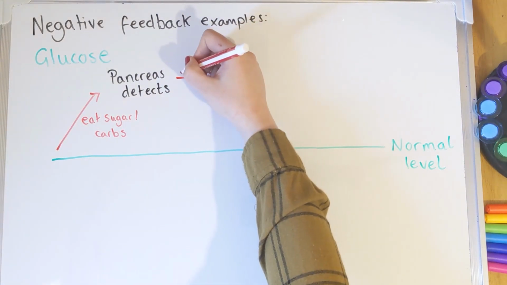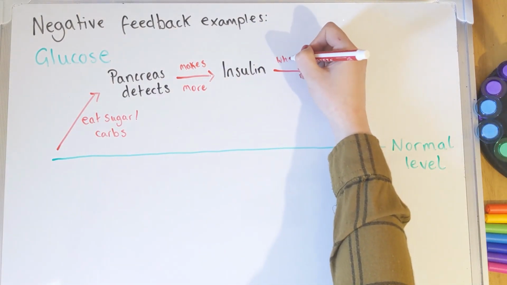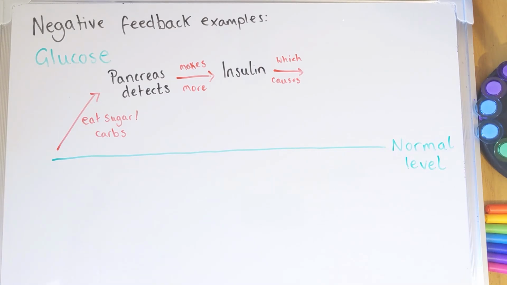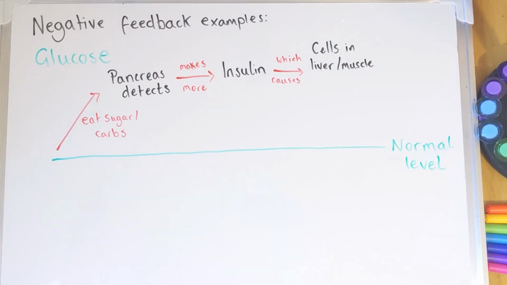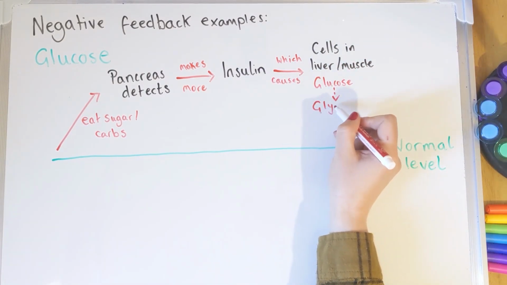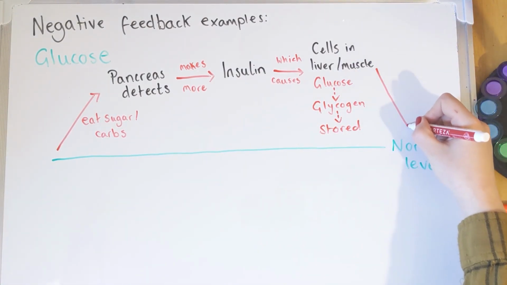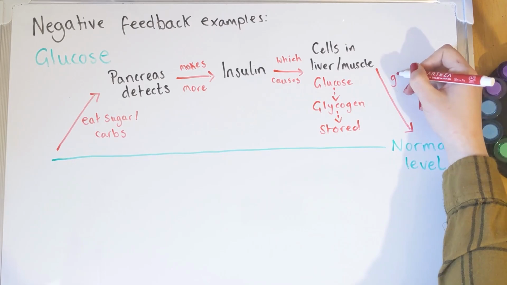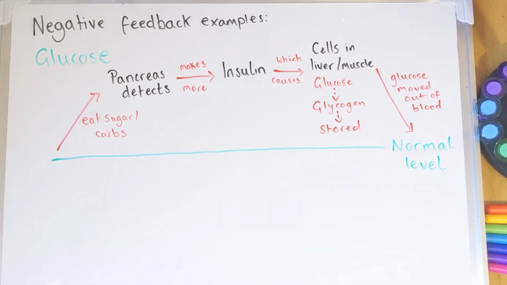This causes the cells in the liver and muscle to then turn glucose into glycogen, so it converts it from one form to another. Glycogen is insoluble, so that means that it can't dissolve and go back into the blood afterwards, and that glycogen is then stored away, ready for when you need it or when the levels go down. Then, because the glucose is moved out of the blood into storage, those levels go down, and when they reach that normal level, the process will stop.